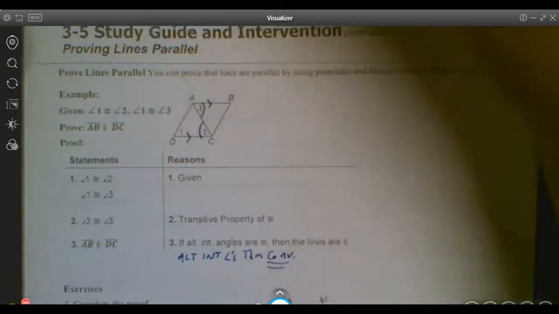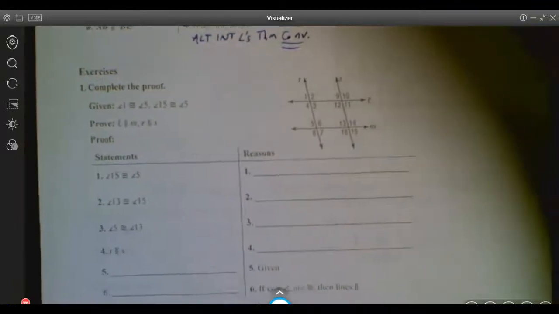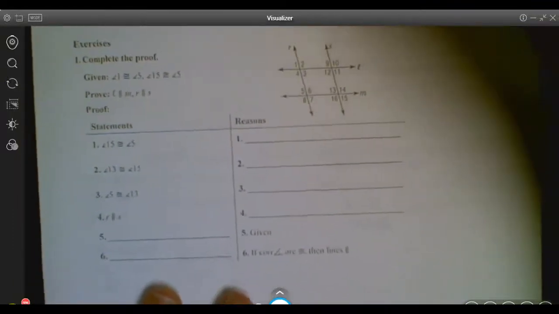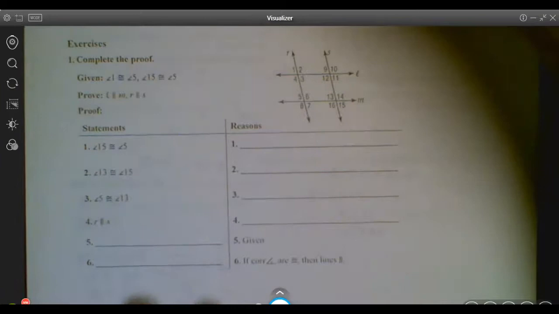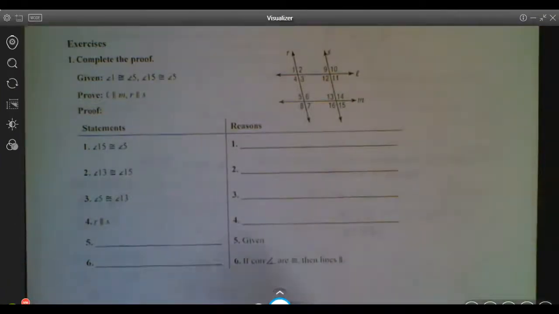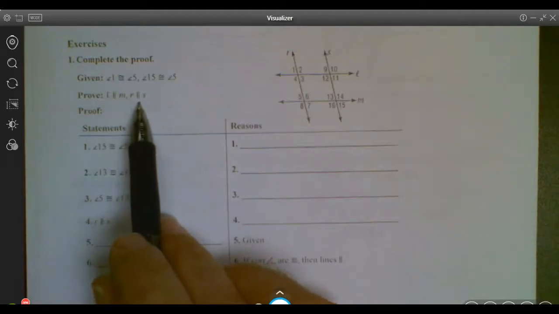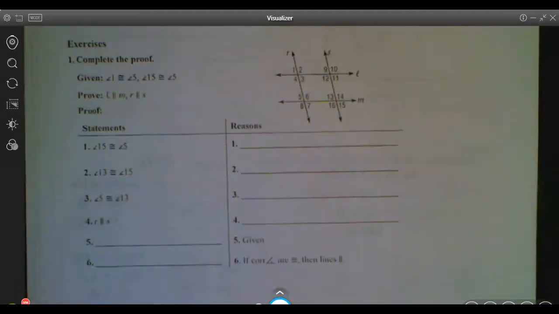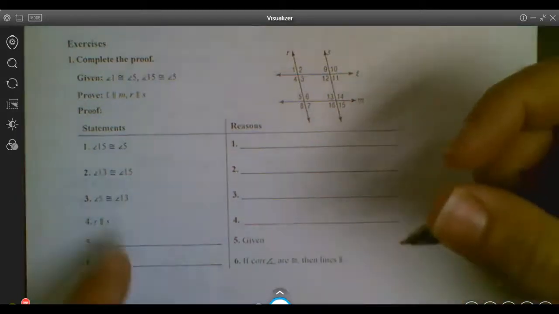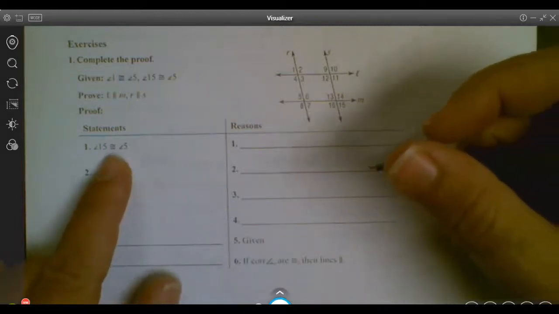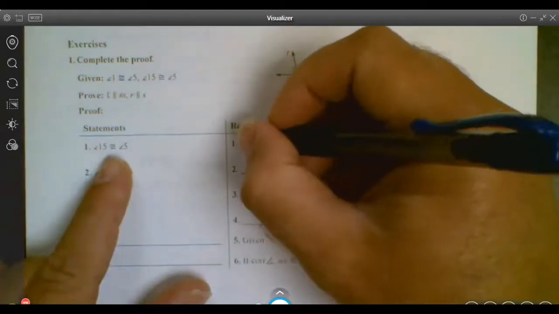So let's try one on our own here, now that you've seen one. And so right off the bat, if you were doing something like this at any point down the road, look at what you're trying to prove, right? If I'm trying to prove that lines are parallel, right off the bat, I'm going to be thinking converse, right? Because I'm trying to prove that lines are parallel. So as I look at my given information, angle 15 is congruent to angle 5.